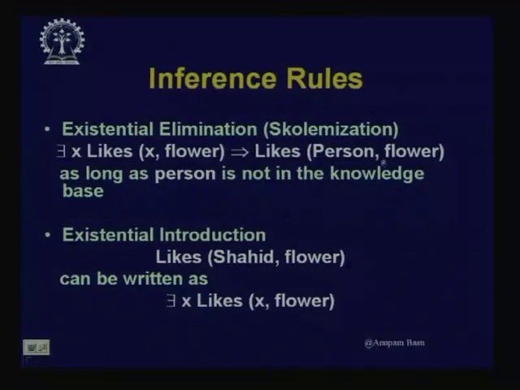So, this method is also known as skolemization, all right. Say here, there exists x such that likes x flower. Now, this one means that likes person flower. Now, this person is some particular person which is not there in the knowledge base, and if I can find out that person, I can put that in, all right, and that particular person.